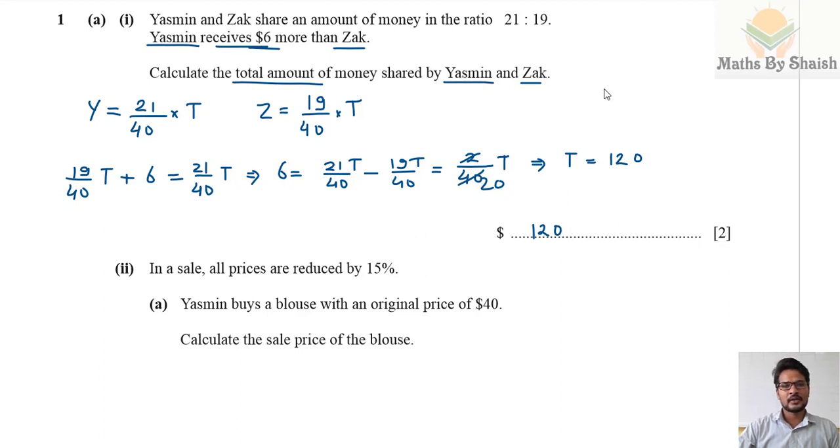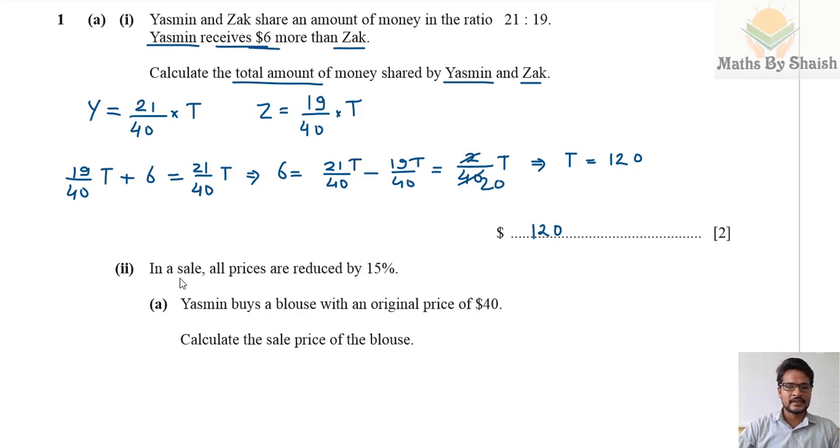In any other way also we can do it, like 21/19 is Yasmin's amount, that is x plus 6 upon x, then we will get the share, and then we can add the total amount. That would also be the right way.